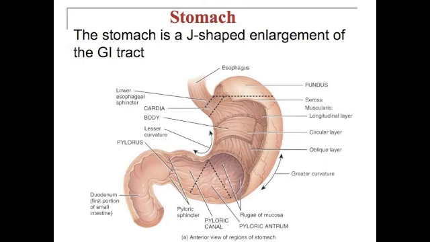The stomach is a J-shaped enlargement of the GI tract. It functions to mix saliva, food, and gastric juice to form a soupy liquid called chyme. It also serves as a reservoir for food before the release into the small intestine. It also secretes gastric juice, which contains hydrochloric acid, pepsin, intrinsic factor, and gastric lipase. And fourthly, it secretes gastrin into the blood.